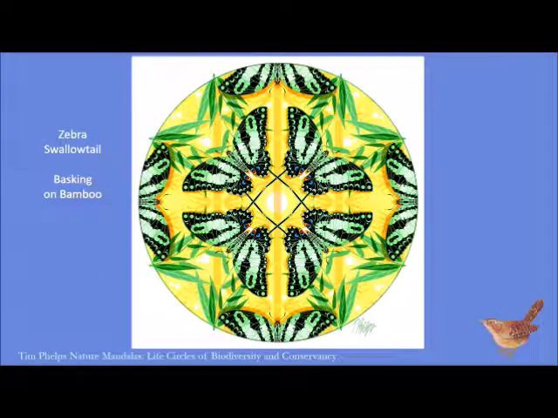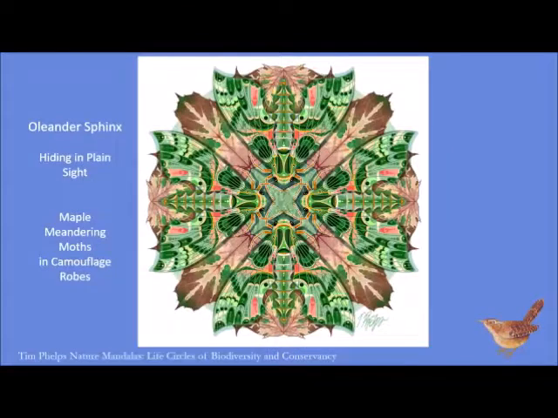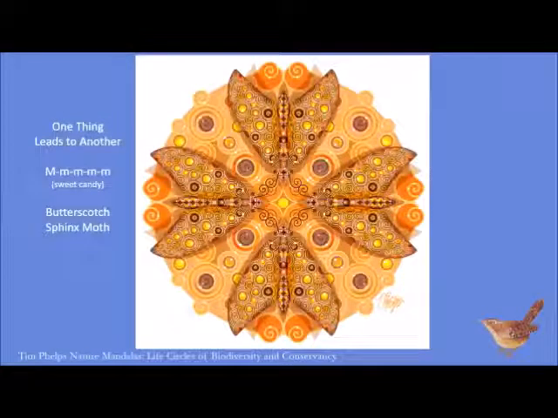Zebra swallowtail on bamboo. And some sphinx moths hiding in plain sight, being camouflaged by the maple leaves. So this is my 12 sphinx moth mosh pit. And what led next was just that shape. I just decided I'd see where it would take me. So obviously this isn't real, but I call it the butterscotch sphinx moth.